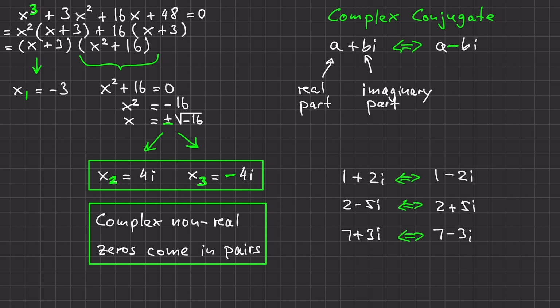It's obvious that this works only if b is not 0. Because if b equals 0, we have a complex number with no imaginary part anymore.